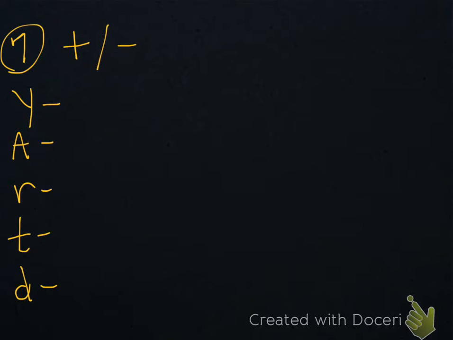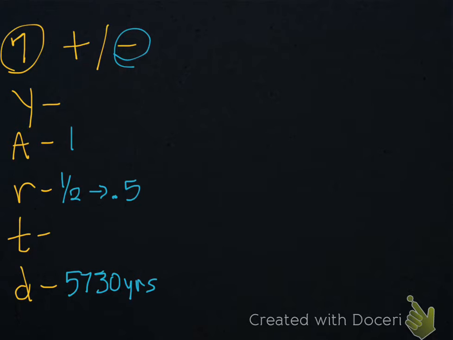Number 7. Radioactive carbon-14 has a half-life of 5,730 years. Again, we're dealing with that good old half-life. So we know it's a 0.5 and we're subtracting. And D is 5,730 years. Wow. How much of a 100-gram sample will remain after 11,460 years?